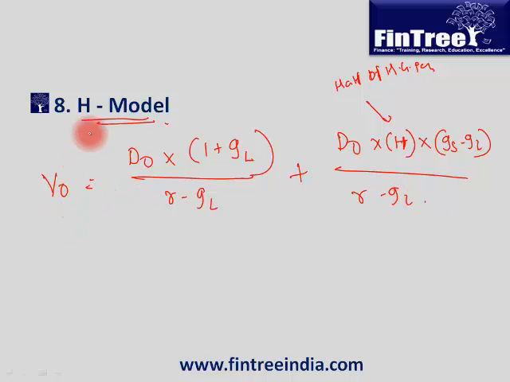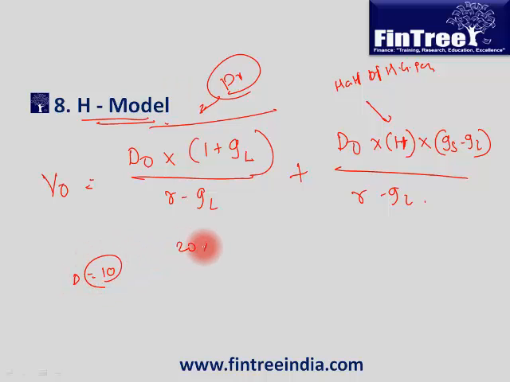So let's try to remember it. Value of stock at time 0 is made of two parts. Be careful that here we do not use D1 in the numerator, and this numerator is not necessarily D1. Try to understand why. Let's assume that my current dividend is 10 rupees. There is going to be a high growth rate of 20%, and then it would start growing linearly.